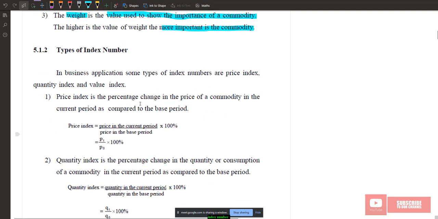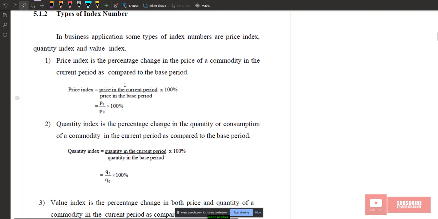So there are types of index number. In this topic, we will only focus on two types of index number. First is price index, another one is quantity index, right? Of course there are a lot of index numbers out there, but in this chapter, in our syllabus, we only focus on two: price index number and quantity index number.